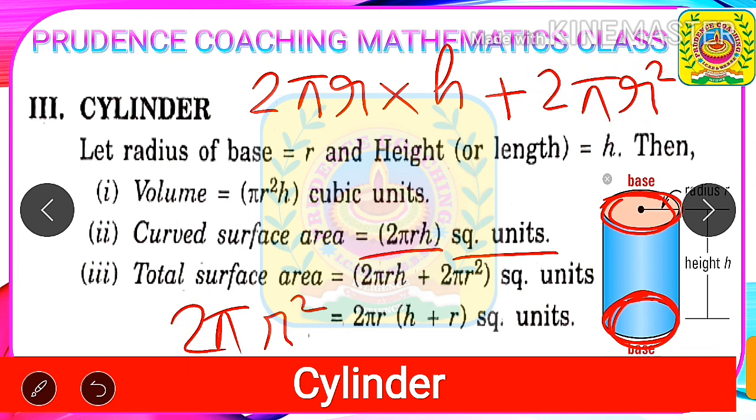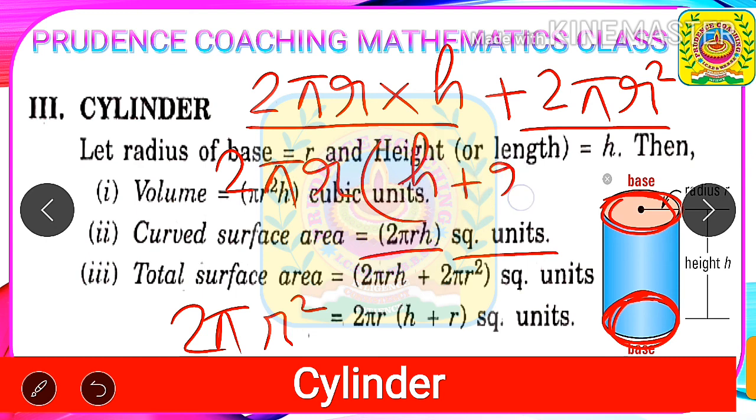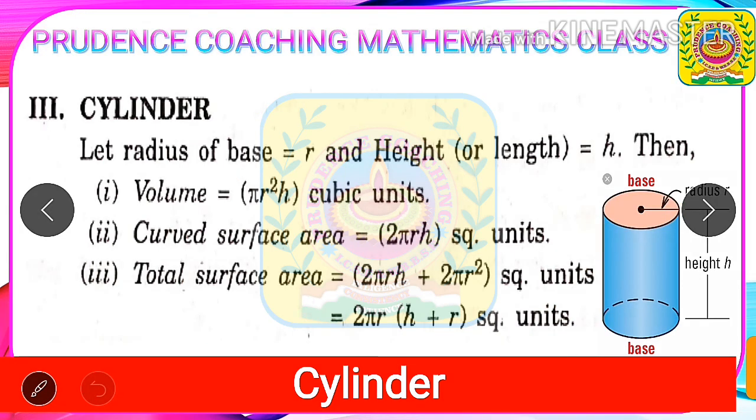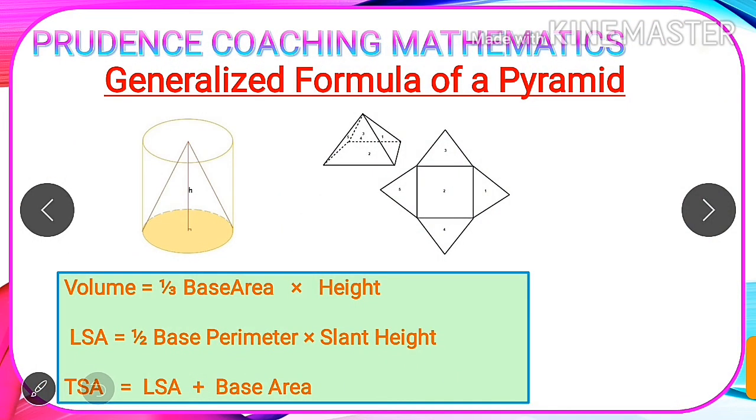So our total surface area is 2 pi r h plus 2 pi r square. Now if we take 2 pi r common, then we will get h plus r. So our final formula for total surface area will be 2 pi r, within the bracket we will write h plus r, square units. Dear students, with this we come to the end of important formulas of the prism. In the next class we will start with the pyramid.